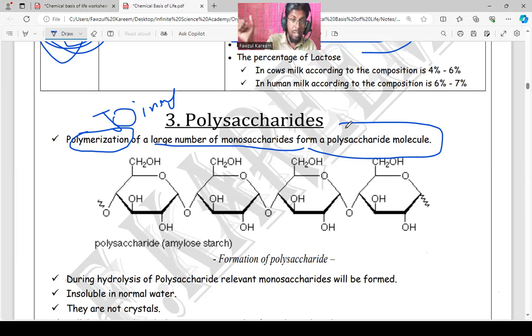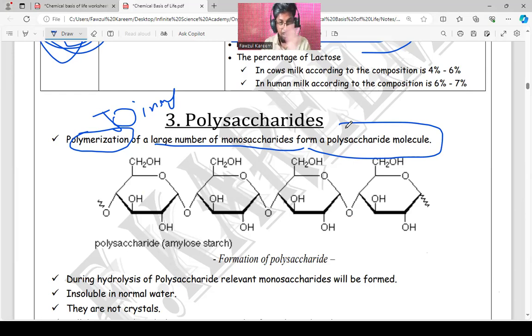In unit number 14, in grade 11, there is a unit on polymers. In that unit, I will explain, and when I explain that, I will ask about this point. So keep it in mind. Okay, I will ask when I explain the polymer. Polymerization means joining.